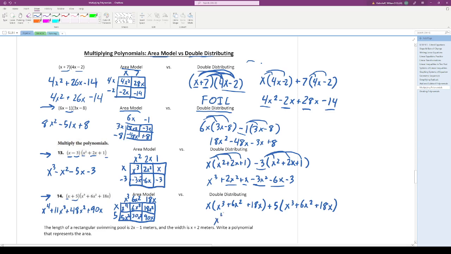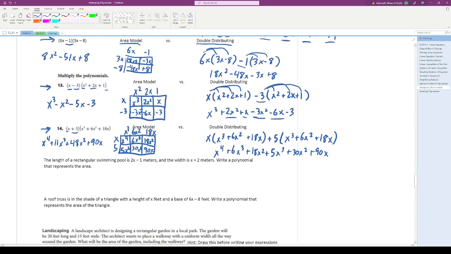Distributing, we get x to the 4th plus 6x cubed plus 18x squared. Then we're distributing a plus 5 across this one, so plus 5x cubed plus 30x squared and plus 90x. Again, collecting like terms, we get the exact same result that we got from the area model.